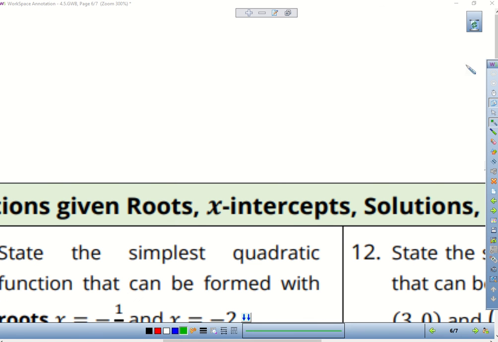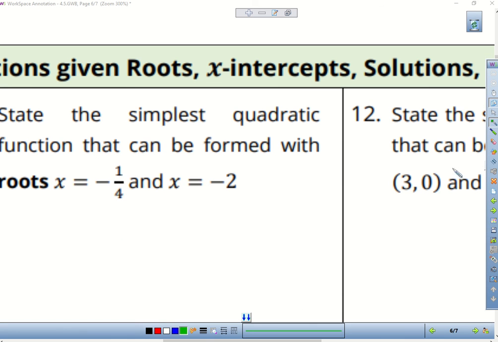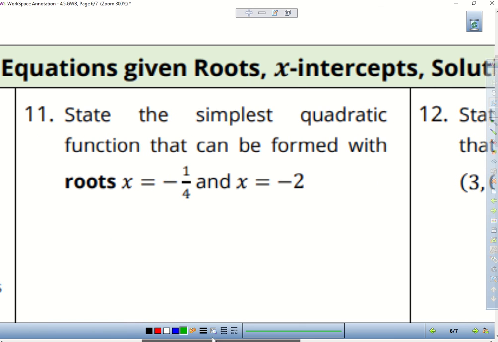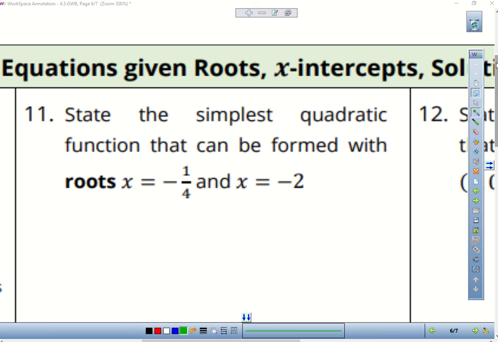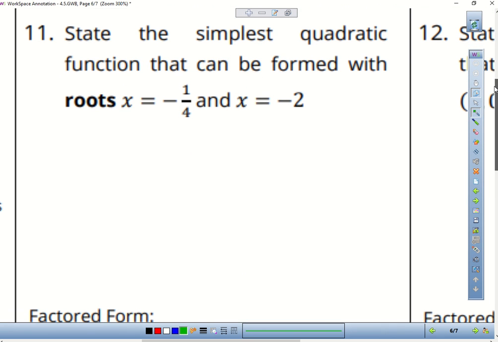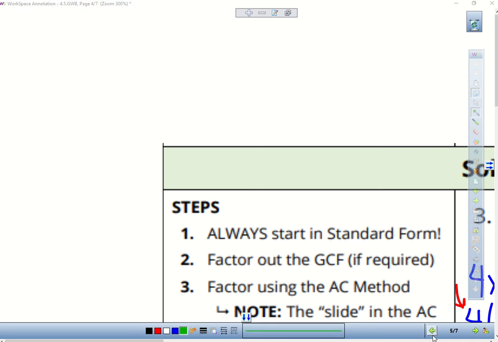So the next thing we're going to start talking about is how we would write an equation from scratch, okay? So on the first one, we're basically working backwards here. Usually we're finding the roots. Now we're going to work with the roots to find the equation instead. So it says state the simplest quadratic function that can be formed with the roots x equals negative 1/4 and x equals negative 2.